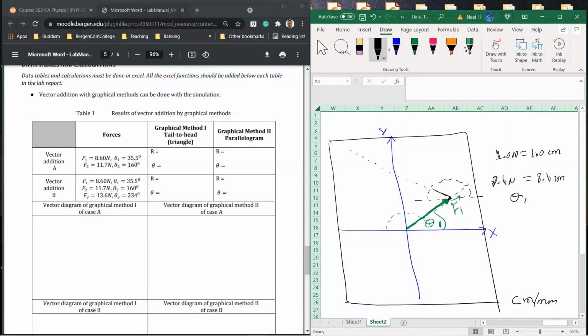And then we can draw 11.7 centimeters on this line. So you can make it solid and put an arrowhead. Usually we have a lot of color pencils, so we can use different colors when you're drawing that. And that is our second vector, F2. And the angle right here is 160.